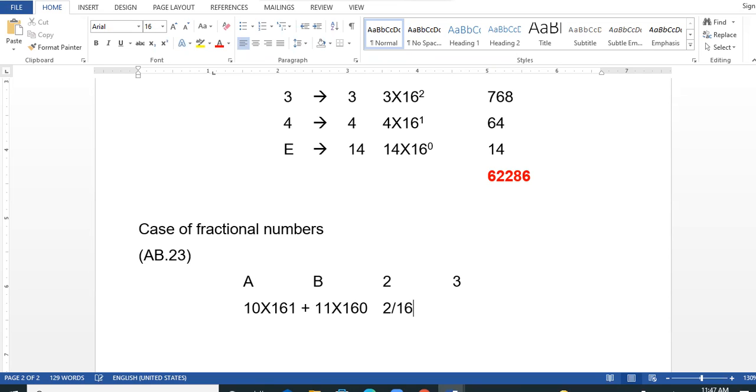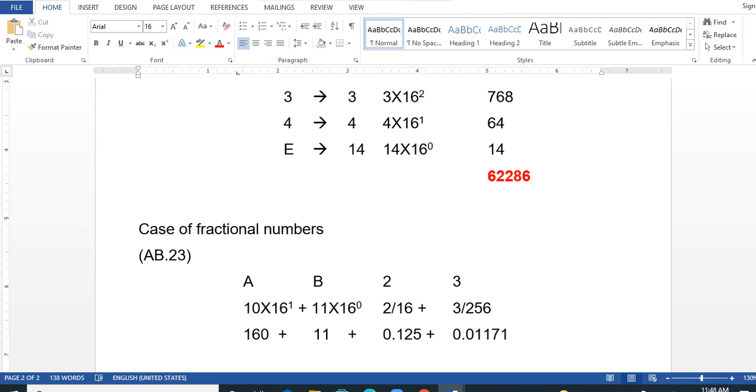See that, 2 divided by 16 kar lo, aur 3 ho gaya 3 divided by 256. Am I clear to all what I have done? Evaluate it and tell me the result. This is 160, 16 into 10. Then you have 11. Then you have 2 divided by 16, it is 0.125. Then 3 divided by 256, it is 0.01171. Ye kaafi lambi division jayegi, so we can take up till 5 digits.